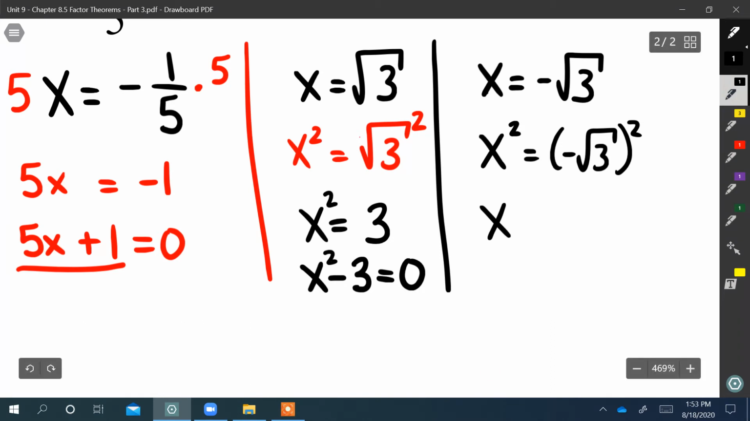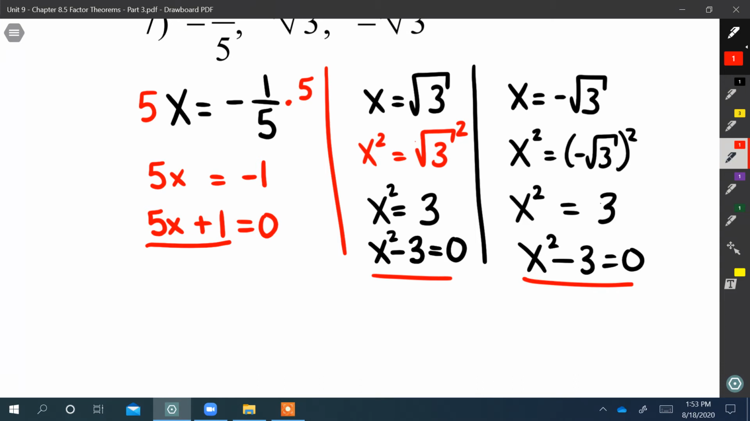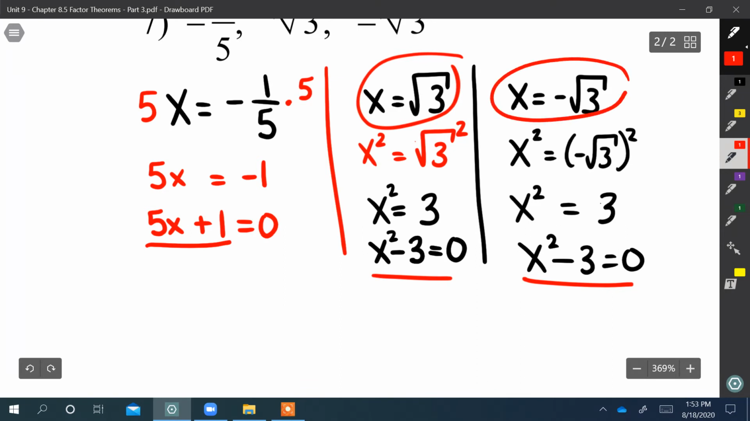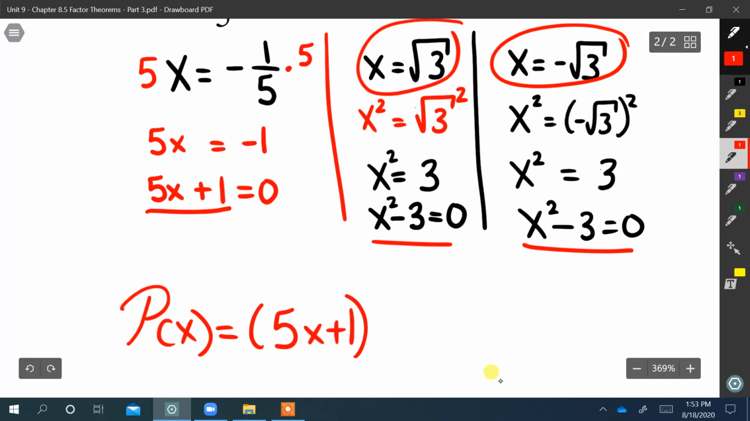Actually, this was supposed to be an x squared. And in here, negative 1 to the second power is also 1. So we actually get the same thing. Now, we have to be extra careful in here because you don't want to put both of those. You're going to notice that this one and this one, they cover this and it covers this as well. They're the same thing. So in this case, we don't have to write both of them down. We're going to write 5x plus 1 times x squared minus 3.